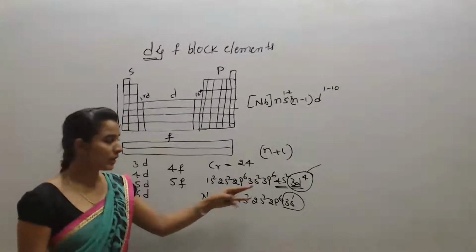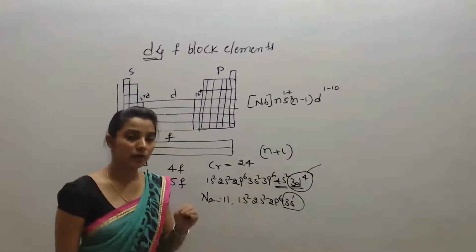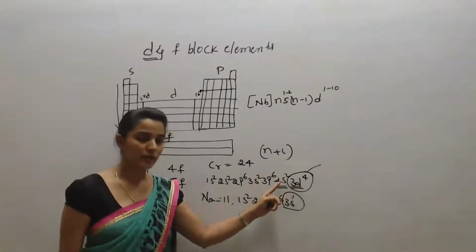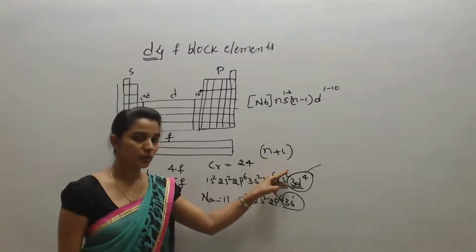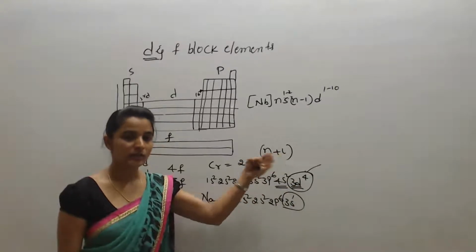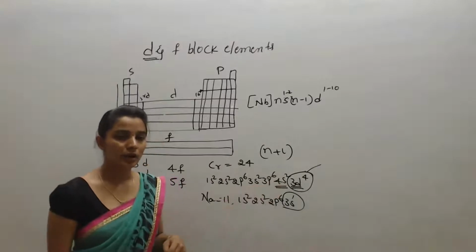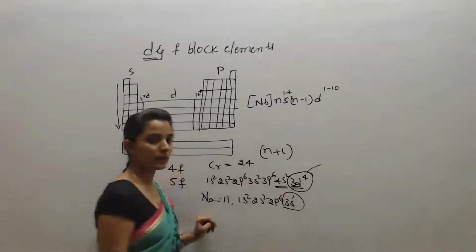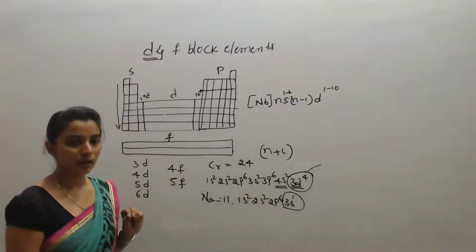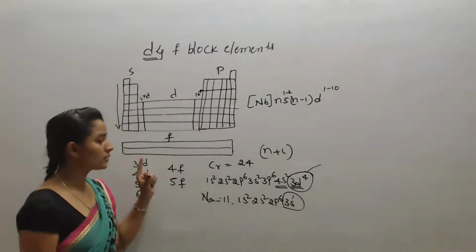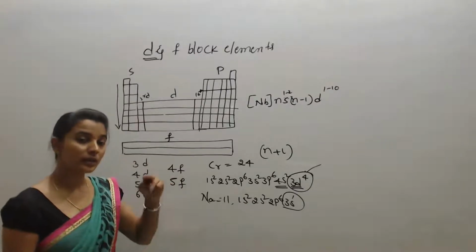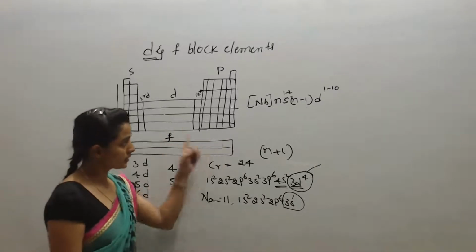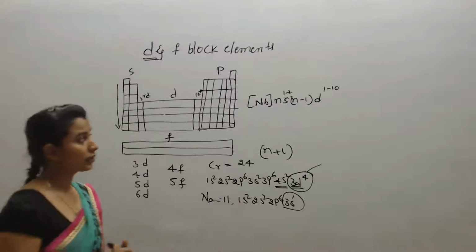Then 3d has an n plus l value greater than 4s, because n is the principal quantum number and l is the azimuthal quantum number. If we add both, a greater number means higher energy, and a lower value means lower energy. The n plus l value for 4s is less and for 3d is more. That's why 4s orbital filling takes place first, because filling of electrons takes place in increasing order of energy of the atomic orbitals. So this is all about the general electronic configuration.